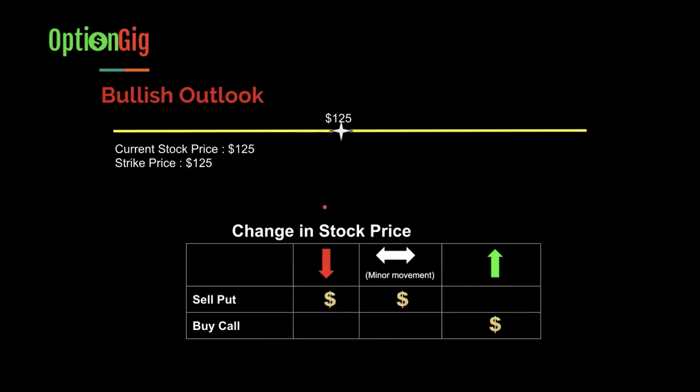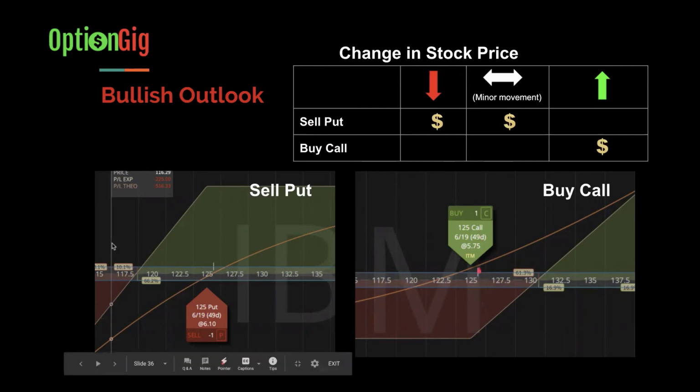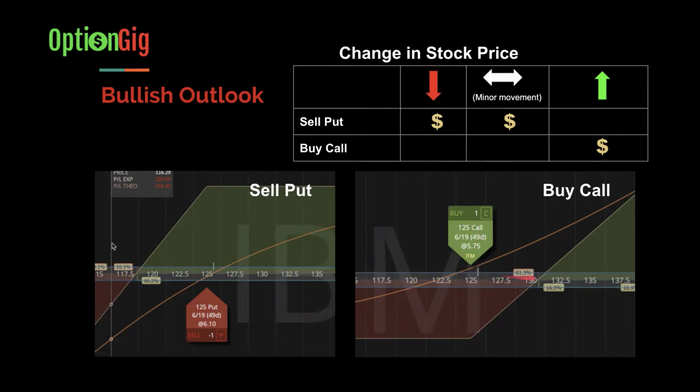This is similar for a bullish outlook. Same thing, if you're bullish on a stock, either you can buy a call or you can sell a put. When you buy a call, your break-even is 125. You only make money if the stock goes high and goes beyond the break-even point. But if you sell a put, you make money if the stock goes high or stays the same, or if it goes a little low, you still make money.